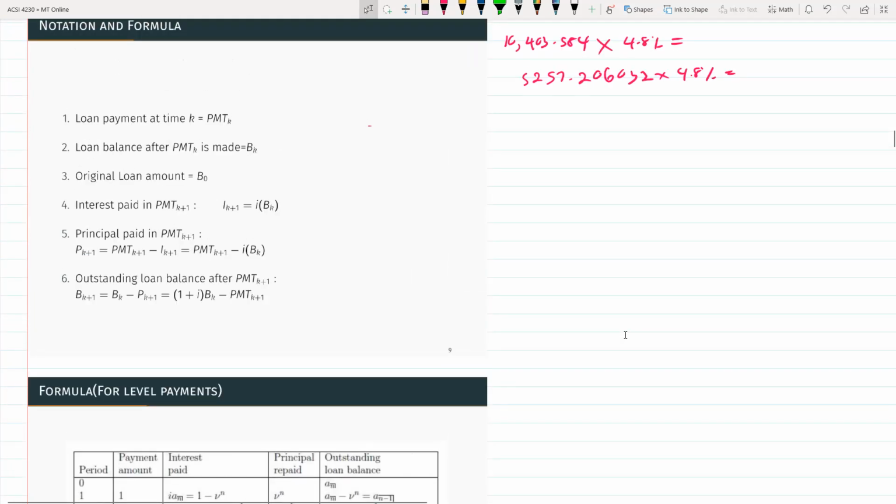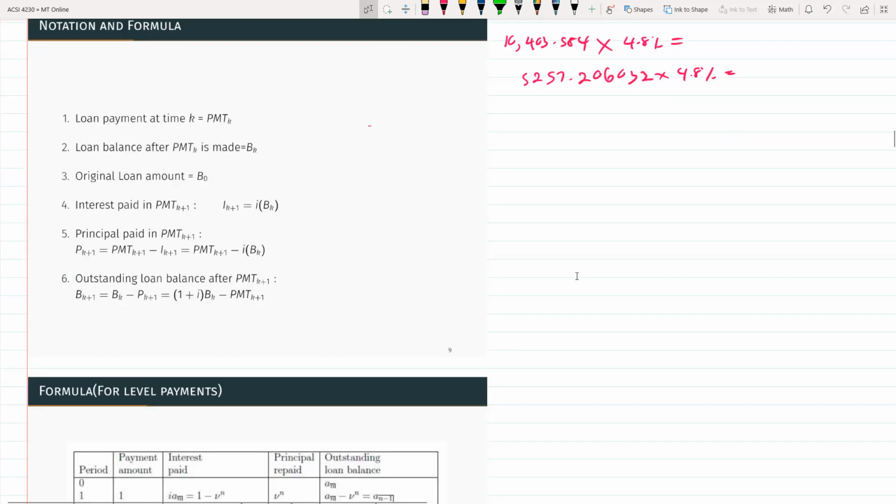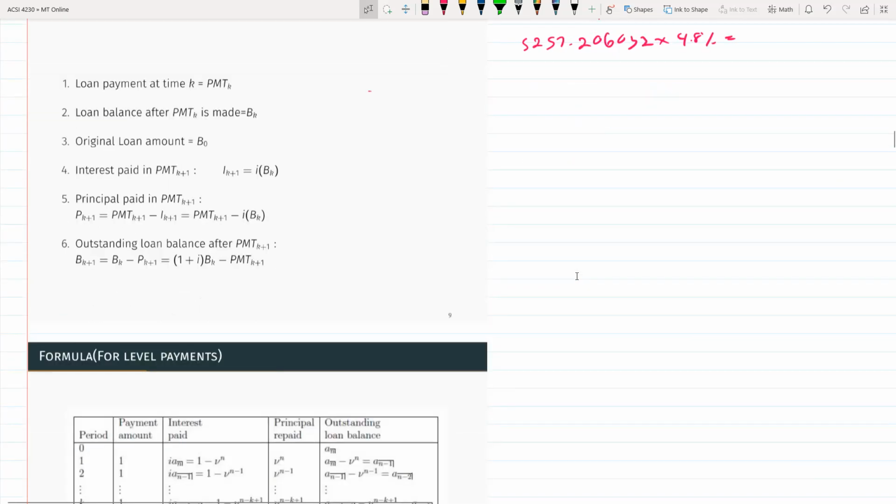We have the loan payment at time K, which is payment K. Loan balance after payment K is BK. Original loan amount is B0. Interest paid in payment K plus 1 is I(K+1), which is i times BK. Principal paid in payment K plus 1 is payment K plus 1 minus interest in that payment. The outstanding loan balance after payment K plus 1 is B(K+1), which is the previous BK minus principal paid on the K plus 1 payment. So you can apply that idea here.